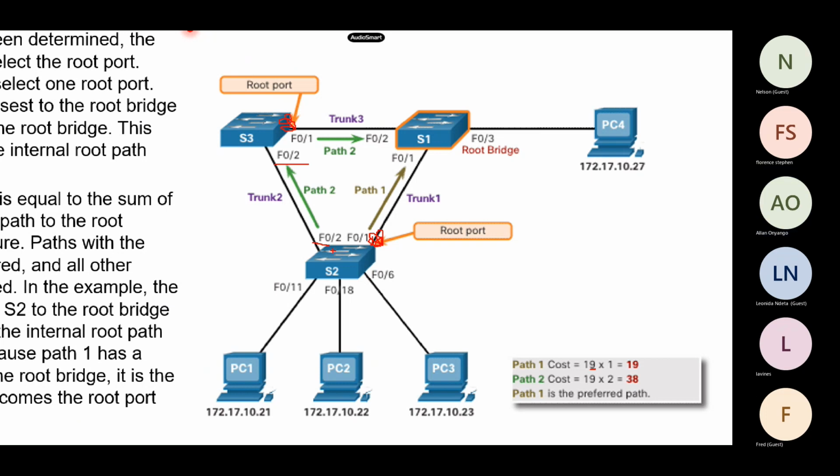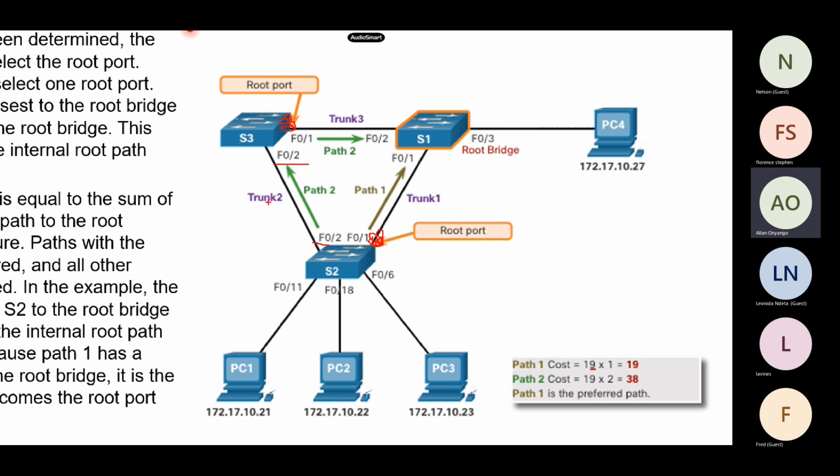And so we can measure the path costs to the root bridge from S2 and not from S3, because of the superiority I've talked about, S2 having the next lowest MAC address. That therefore means that from S2 going to the root bridge, it can be done in two ways. Either S2 can go directly to S1, and the cost will be 19.